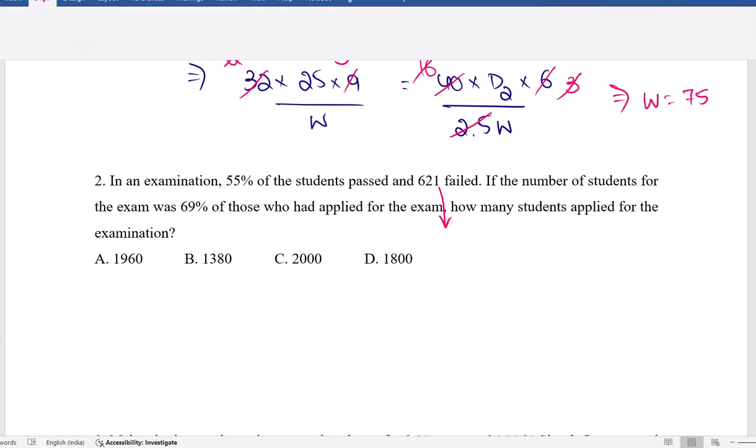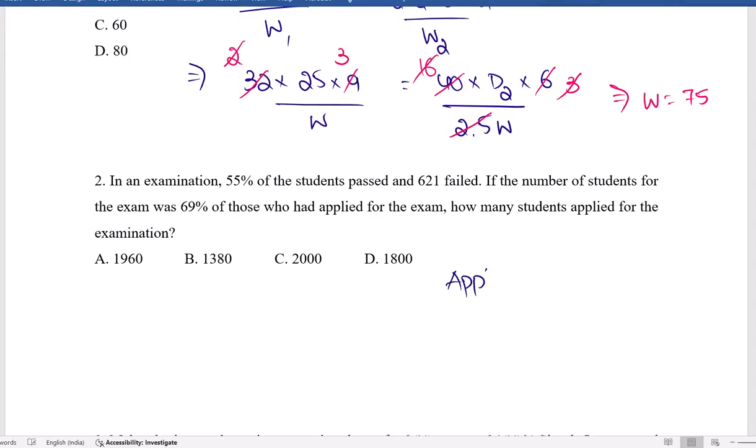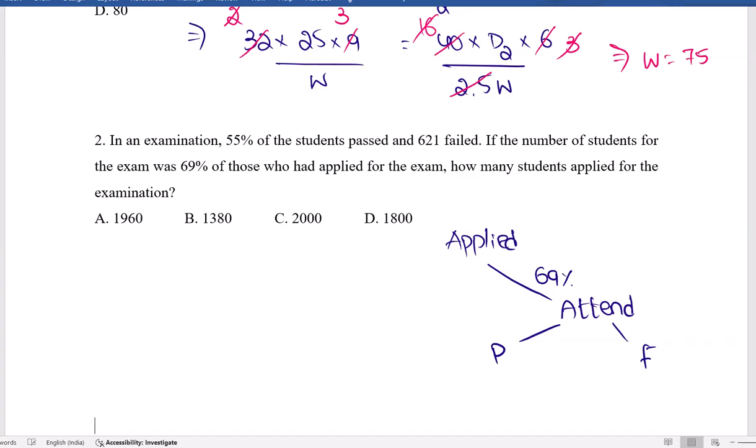See, that's what. Okay, students will apply. Some people may not attend. For TCS also, that's what happened. Students will apply. They may not attend at all also. So applied is something. Among them, 69% are attended. Okay, if you attend the exam, you clear it or not will be decided. Pass or fail. Okay, 55% of the students passed in an examination. So examination attended is this. This is exam attempted.